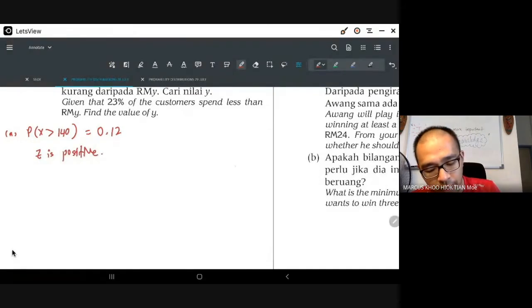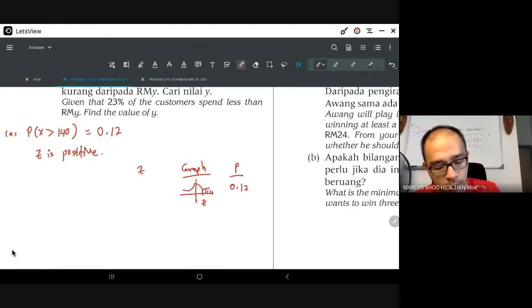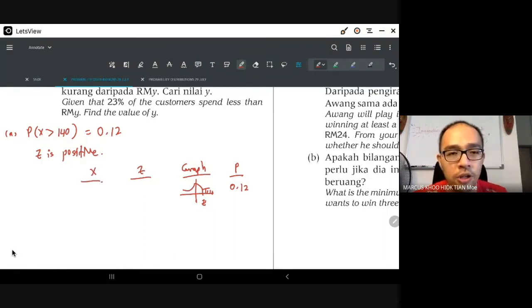Let's work our way back. Probability is 0.12. From the graph, we know that Z is positive. So what is our Z value? This one, I want Sean to tell me the answer. Sean, what is the Z value, please? 1.175. Everybody okay with that number? 1.175, and we know that it's positive. So no need to think about it.